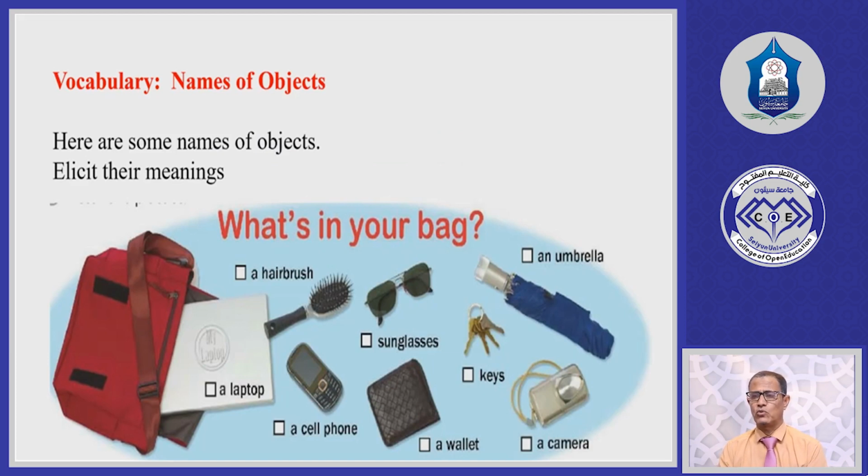So now look, we have what's in your bag. What's in your bag? We have a hairbrush, an umbrella, sunglasses, keys, a laptop, a cell phone, a wallet, a camera. So these are some vocabulary that can be used later in this lecture, and you have to practice saying them many times, because you are going to memorize these vocabulary and find out their meanings from the pictures you have.